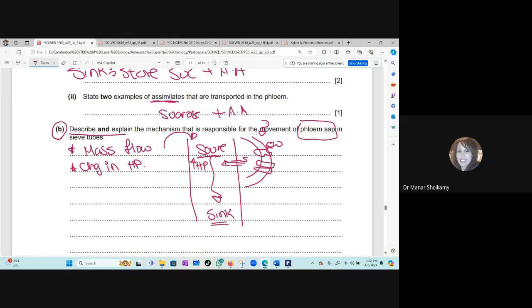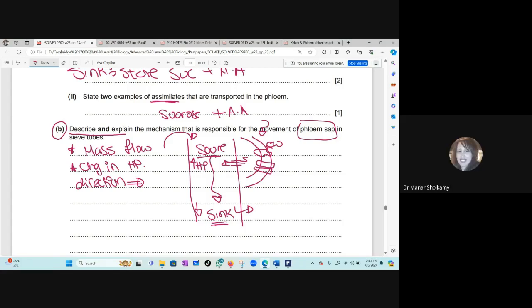Now, what is happening at the sink? Hydrostatic pressure decreases. Exactly, due to the unloading of sugar. And this change in hydrostatic pressure will create the movement of the assimilates from the source to the sink, or the mass flow. And this direction, is it always in one direction or the direction changes? One direction. In the phloem. Okay, 2 directions. It's always from the source to the sink.